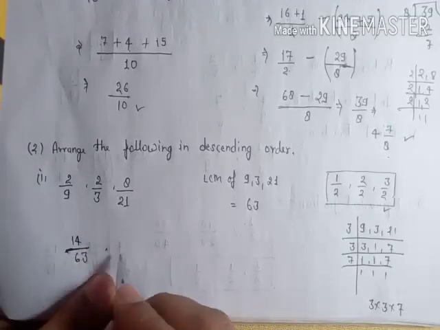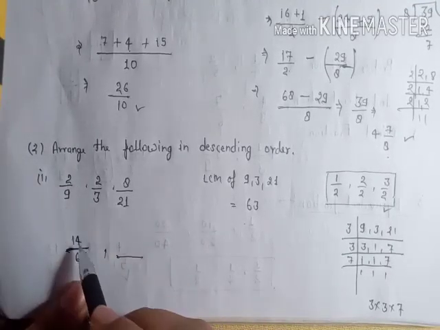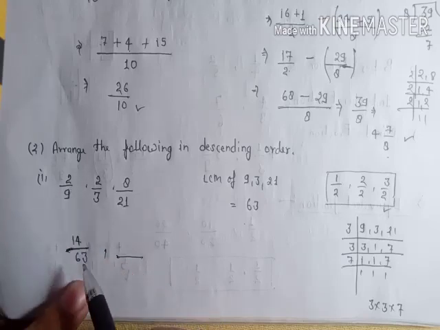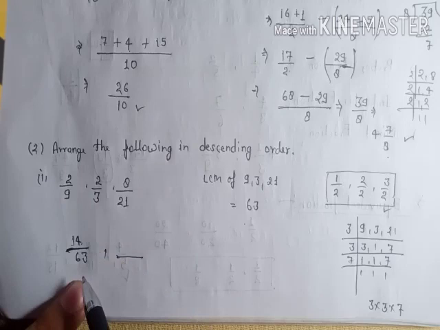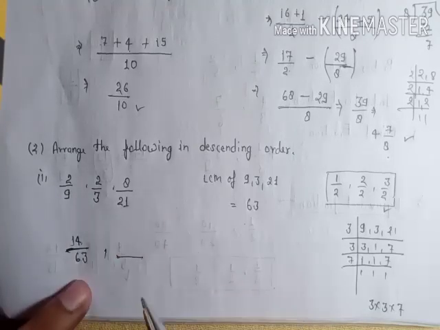Next, again write here for this fraction. You know that 2 upon 9 and 14 upon 63 are equivalent fractions. You can check it. How? Just divide both the numerator and denominator by 7. 7 2s are 14, you can write 2. And 7 9s are 63, you can write 9. So yes, these are equivalent fractions.